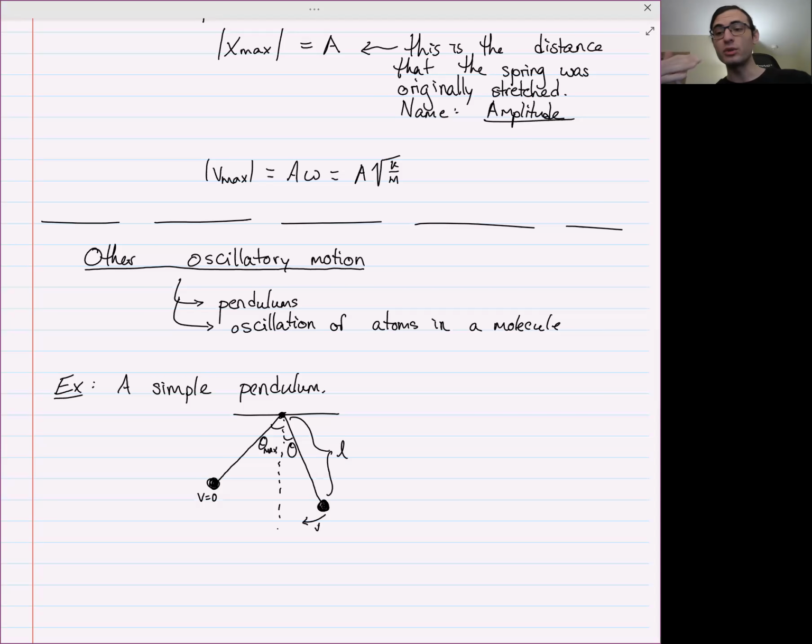However, we do note that it does repeat itself. It just swings back and forth. Assuming there's no friction, it'll do that forever. So perhaps we can approximate it as simple harmonic motion, and that's exactly what we're going to do. Now, in order to model it with the concept of simple harmonic oscillation, we have to understand the forces at play.